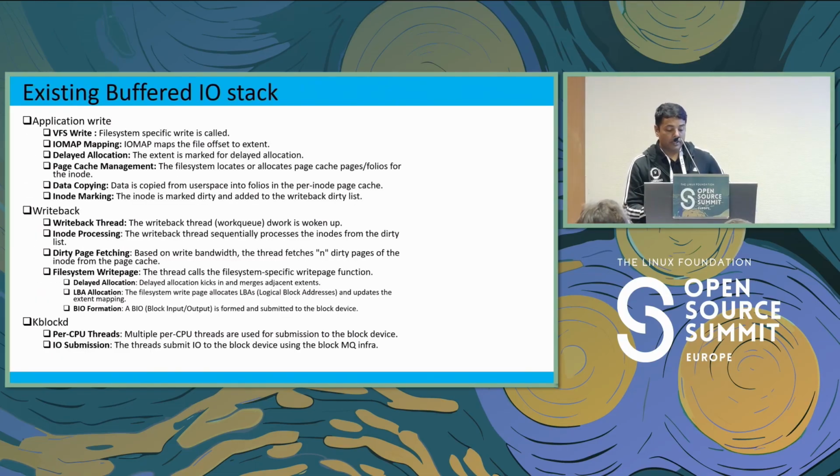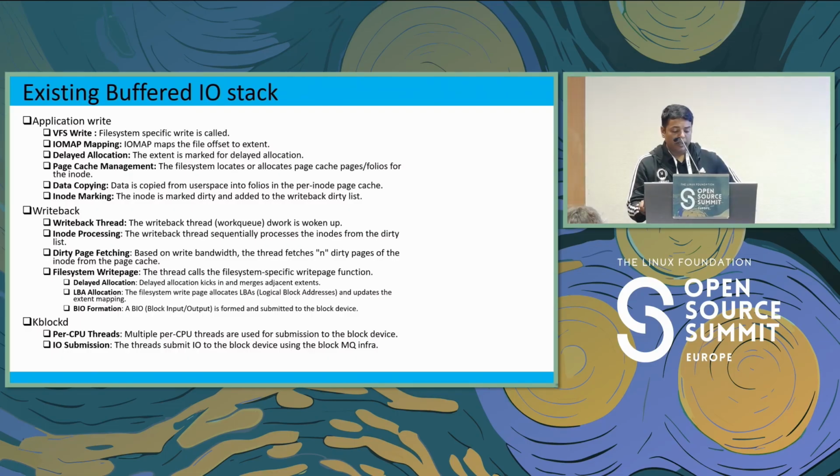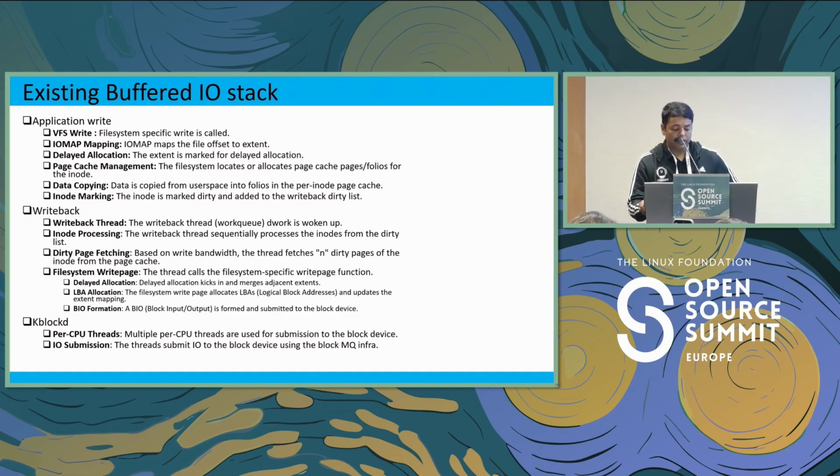So first, going ahead with the existing buffered I/O stack. The buffered I/O stack majorly has 3 threads. First is the application write thread, and then it offloads the work to the writeback thread. And from the writeback thread, it offloads the work to kblockd. All these threads are present in the kernel.